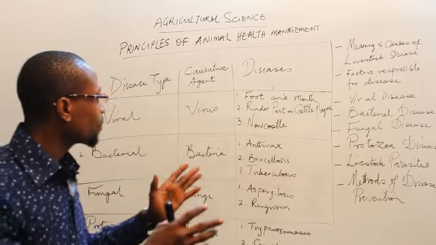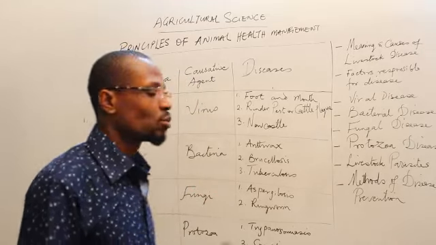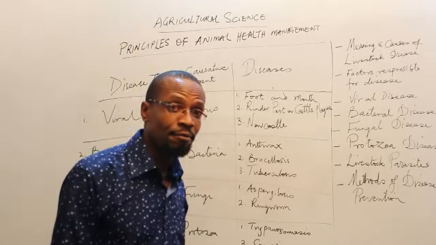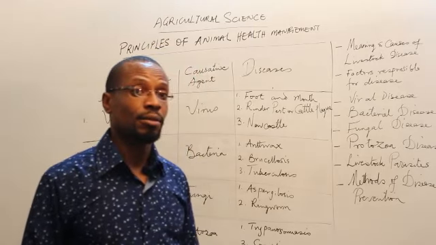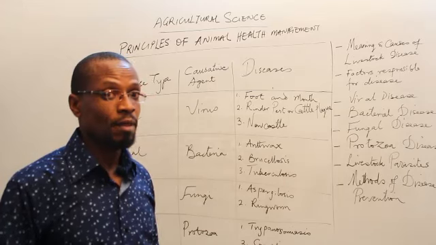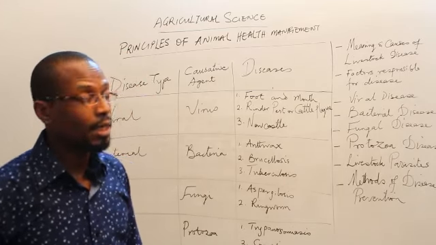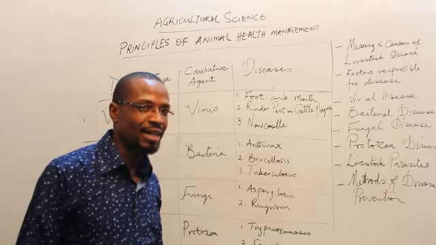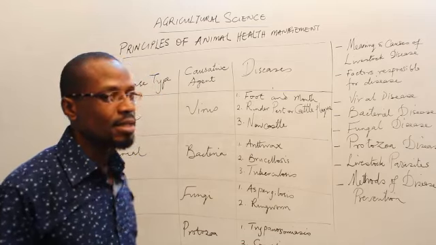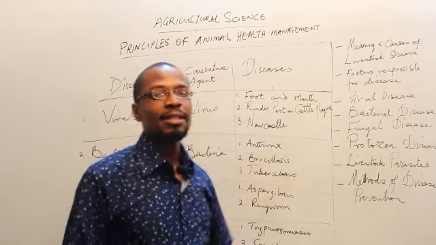Now, looking at the viral diseases, we have three of them that mainly affect our farm animals or livestock. The first is the foot and mouth disease. The second is the rinderpest or cattle plague. And the third is Newcastle disease. Now, the foot and mouth disease.